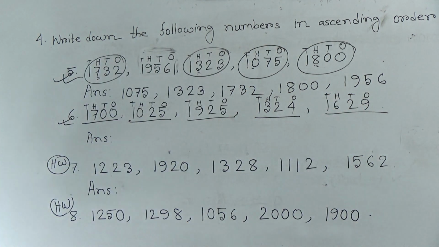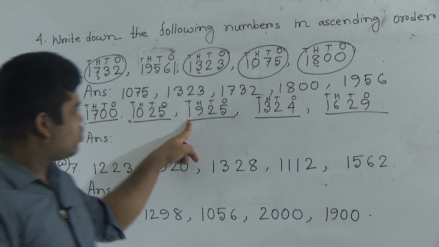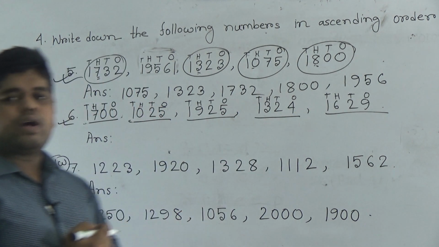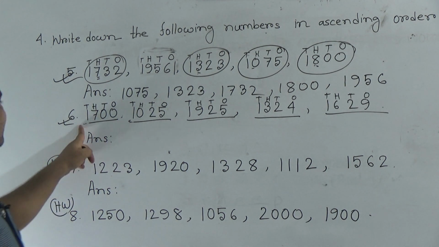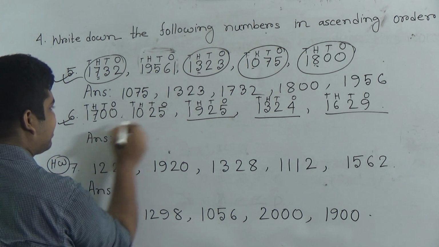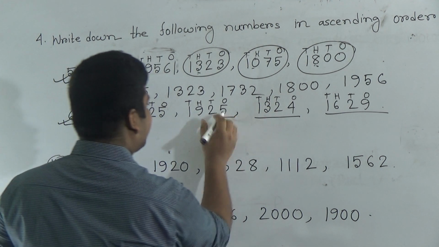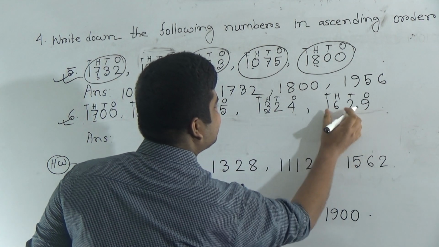My dear students, at first we notice the 1000 places. Here 1, 1, 1, 1, 1. So all the digits are same. So we notice the 100 places number now. Here 100 place number is 7. Here is 0. Here is 9. Here is 3. And here is 6.